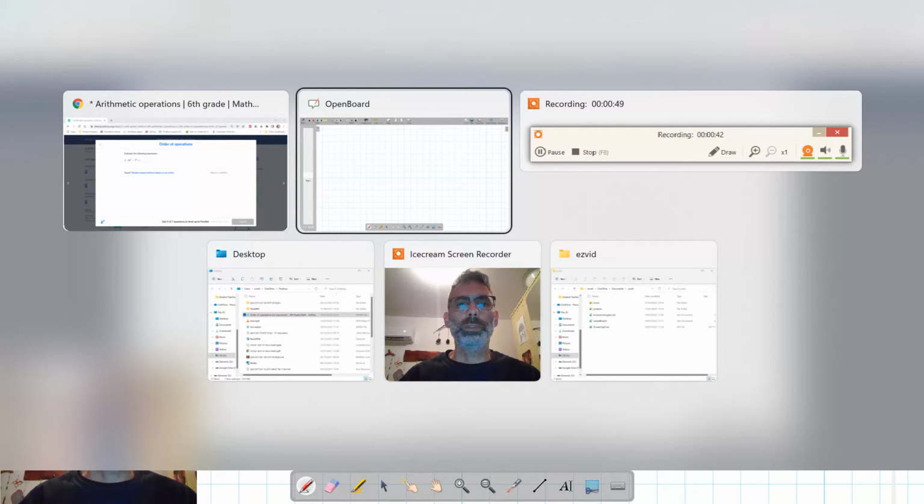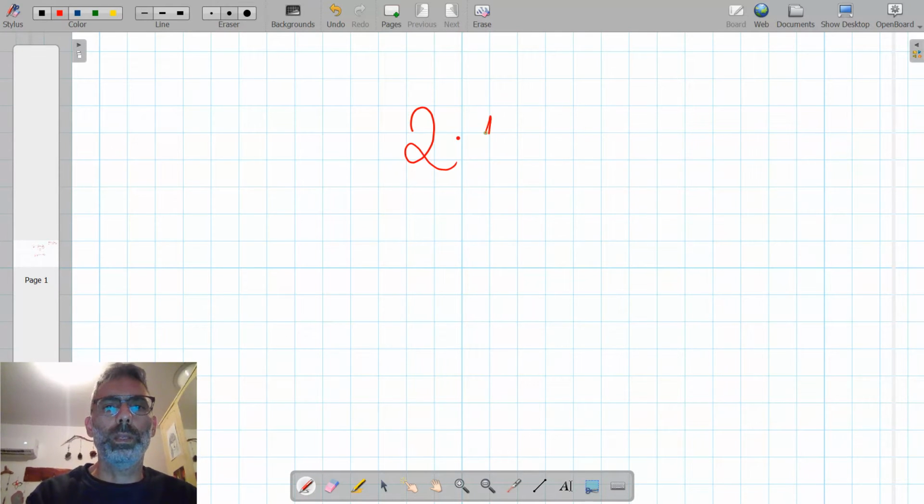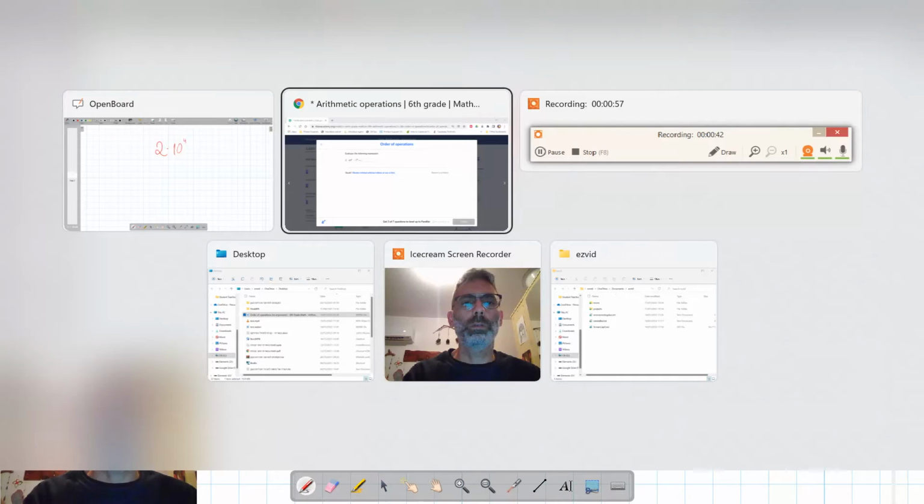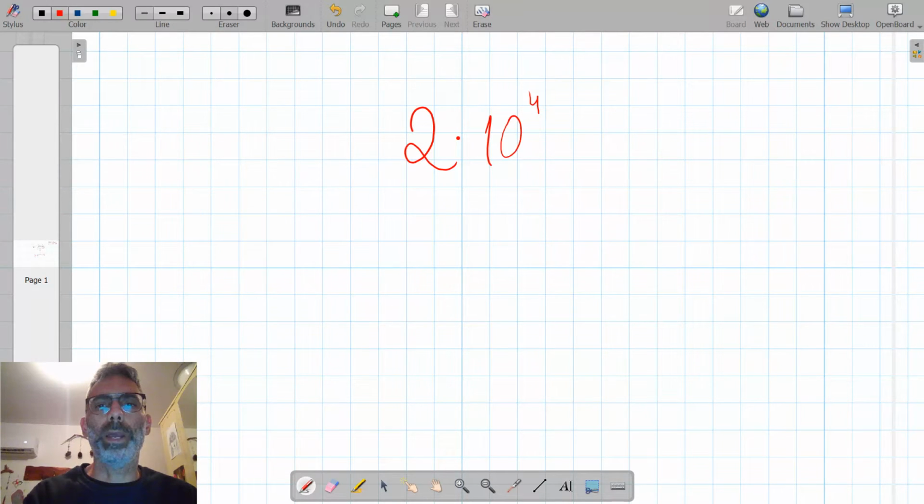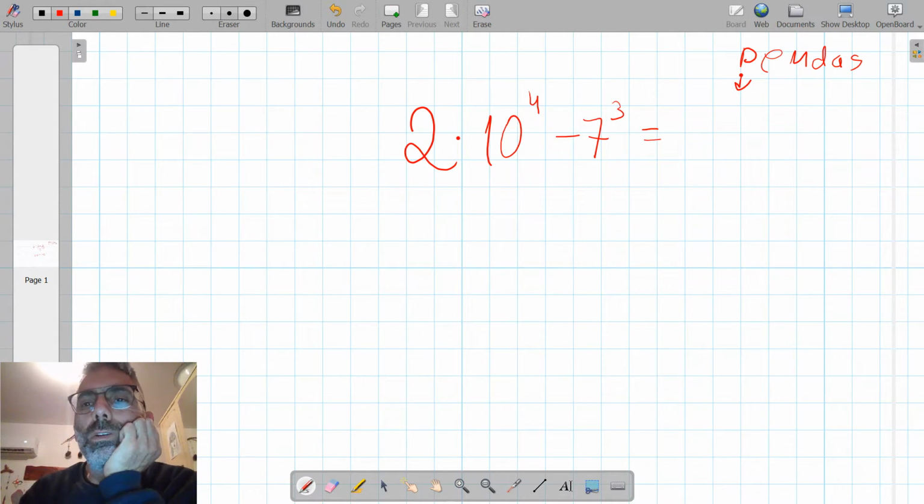2 times 10 to the power of 4 minus 7 to the power of 3. So we first evaluate the parentheses. We don't have parentheses. Then the exponents.